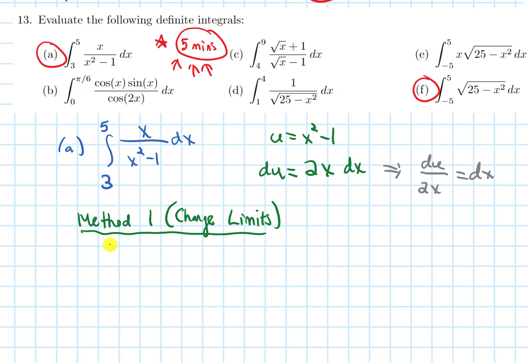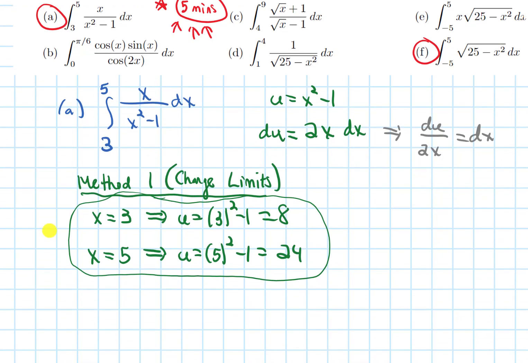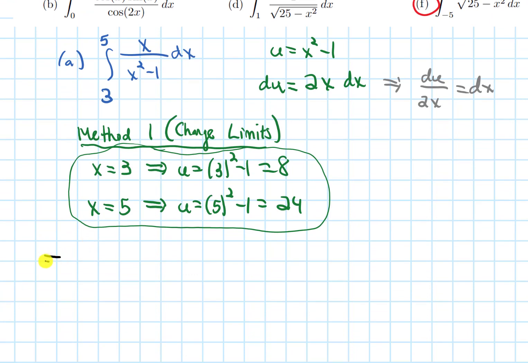My lower limit is x equals 3. So as a u value, I would plug that into my substitution, plugging in 3 for x. I get 3 squared minus 1, which is 8. If I do the same thing for x equals 5, we'll get u equals 5 squared minus 1, which is 24. Okay, so I'm going to put a little bubble around this. This is what my limits of integration are going to change to as u values. All right, so our integral will become, the lower limit becomes 8, the upper limit becomes 24 as u values.